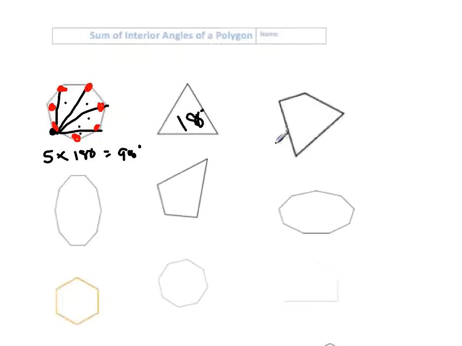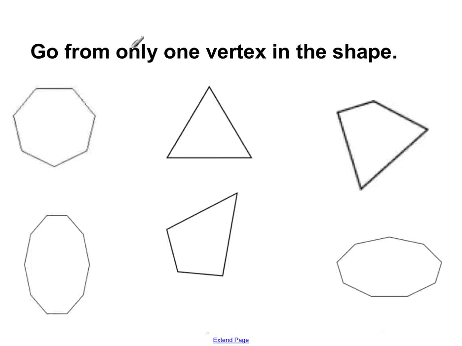So let's cut this one. If I start here, that isn't a triangle, but that is. That's not, so I'm done. So I have 2. 2 times 180 degrees is 360 degrees. So I want you to go and continue cutting up and finding out how many triangles are in each one. Remember, only going from one vertex in that shape.